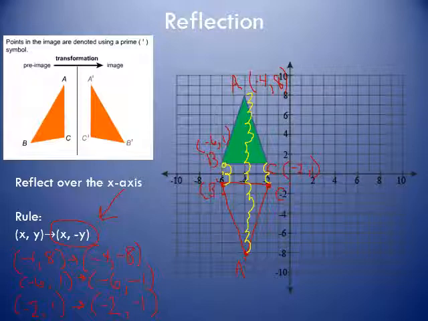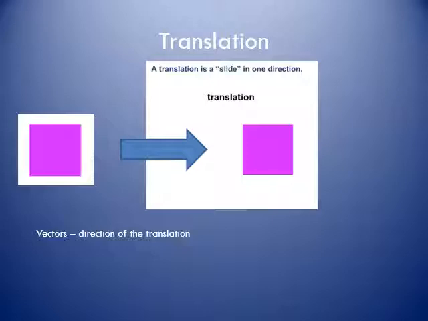So the distance from the point to the reflection line is the same as where the image is. Remember the pre-image and the image, they're going to be the same distance away from the reflection line. And it was the same for the y-axis one. X-axis is what I'm showing you right now, but it's going to be the same for the y-axis that we already did.